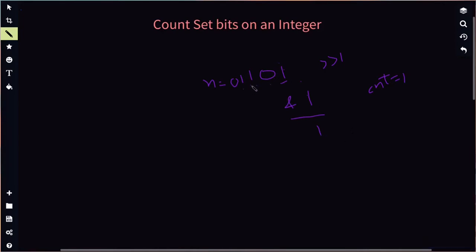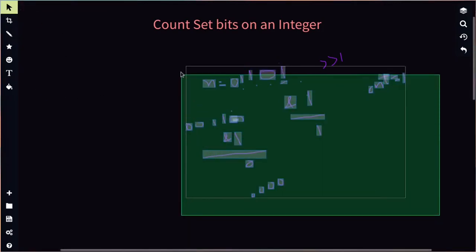Similarly, you can do a right shift operation again, which will give you 0 0 1 1 0, and then do an AND operation with 1 to check if the rightmost bit is set or not. If it's not set, it will be 0. If it is 1, then you'll get 1. Similarly, you can do this operation till all the bits are 0, which is nothing but n becoming 0. You'll understand it better if you look at the code.